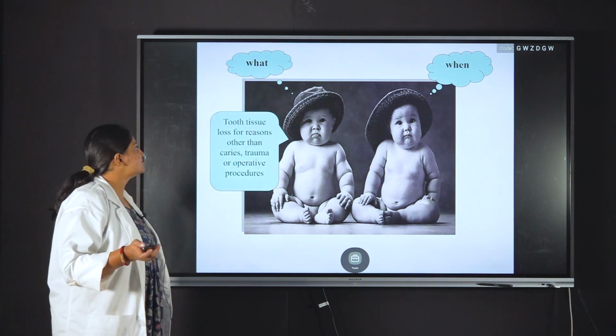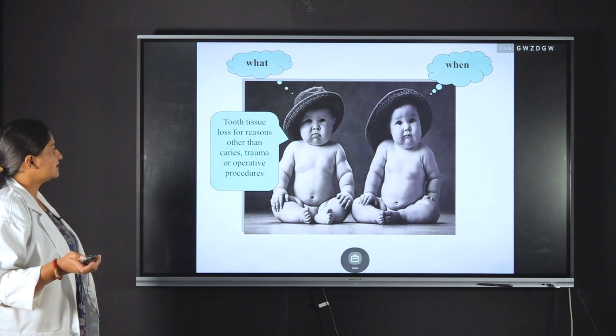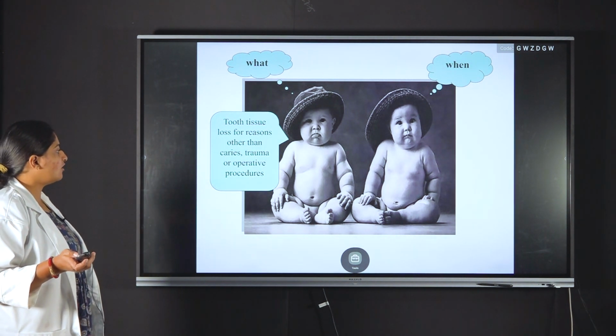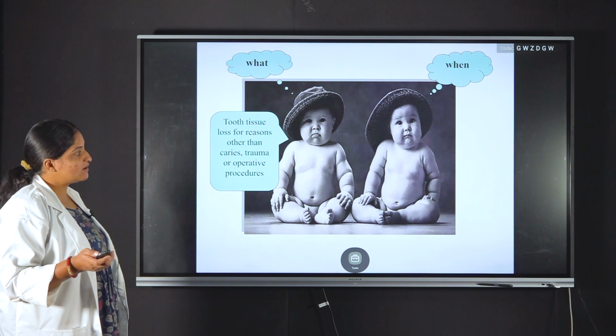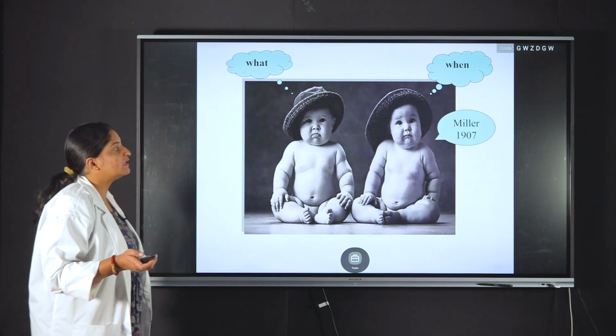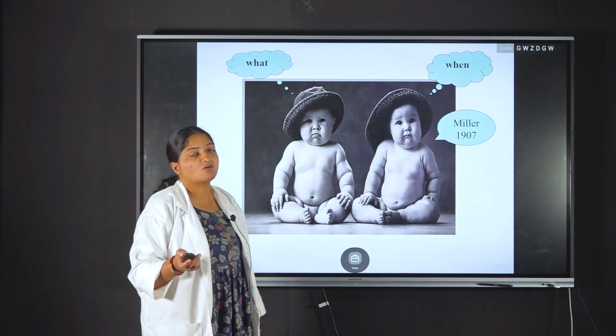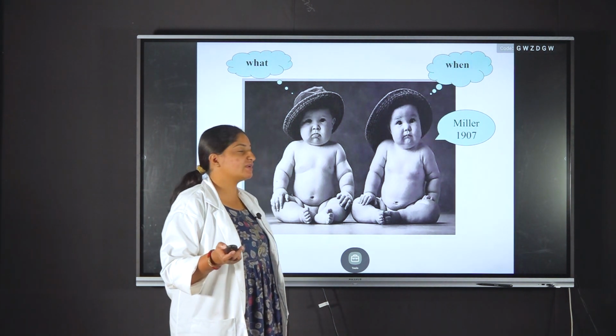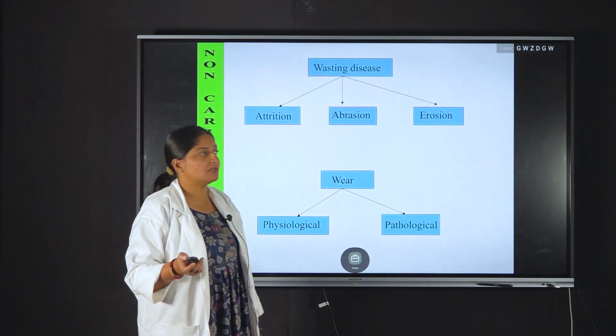Non-carious lesions are tooth tissue loss for reasons other than caries, trauma or operative procedures. So when was the term non-carious lesions coined? The term was coined in 1907 by Arthur Miller.